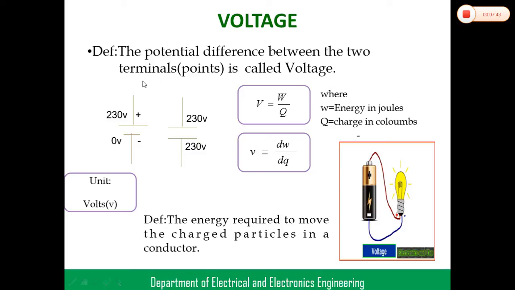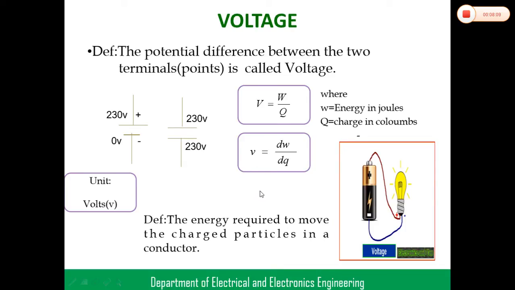So the first definition is the potential difference between the two terminals or points is called voltage, and the second definition is the energy required to move the charged particles is called voltage. It means the potential difference is required to move the current, that is the charged particles. This is all about voltage.